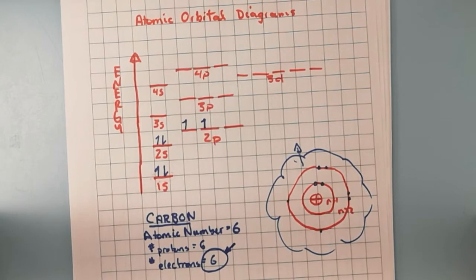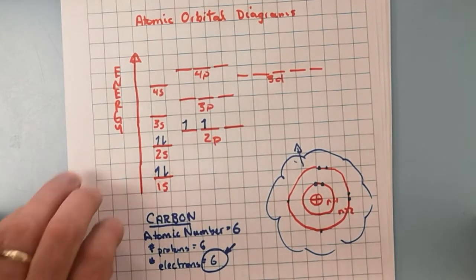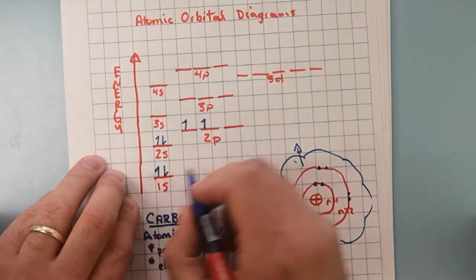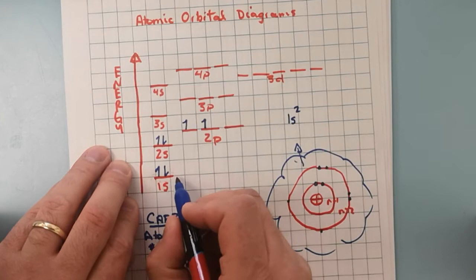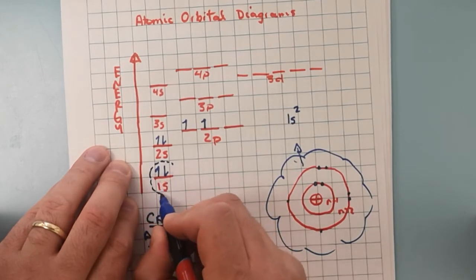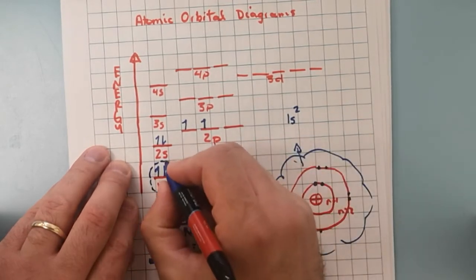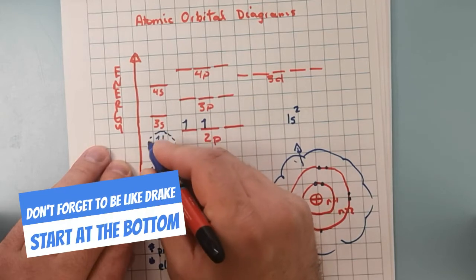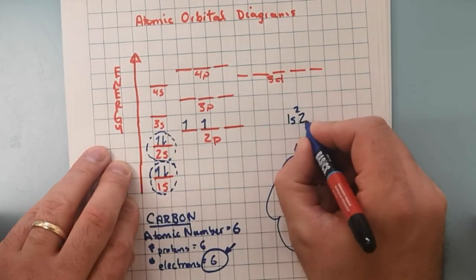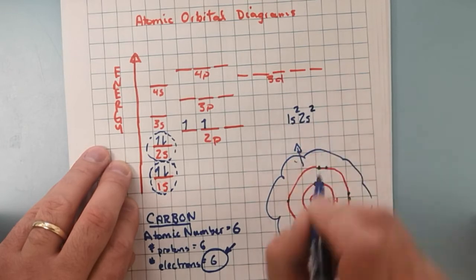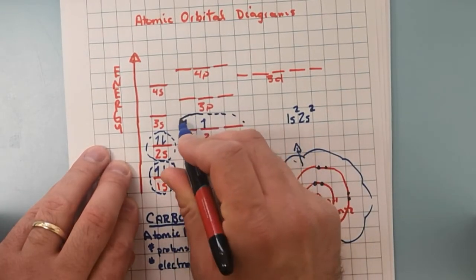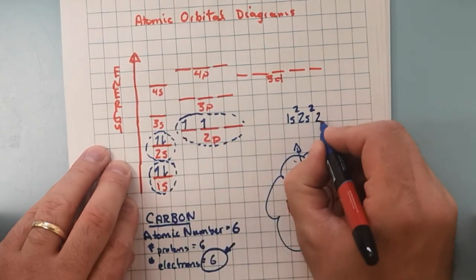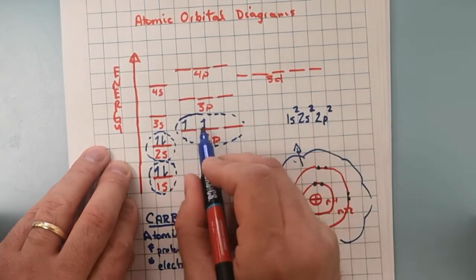If we were going to write the shorthand electron configuration of carbon, we could describe it as 1s2 to describe our first energy level. There are 2 electrons in the 1s. The next highest energy level is 2s. There are 2 electrons. And then the final energy level that has electrons in it is the 2p, and it holds 2 electrons as well.